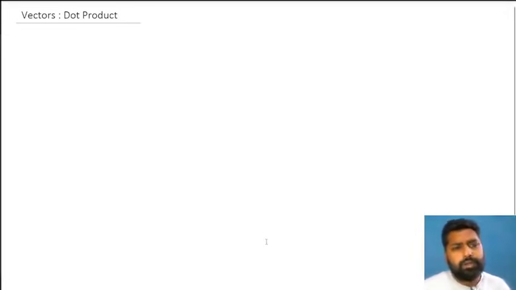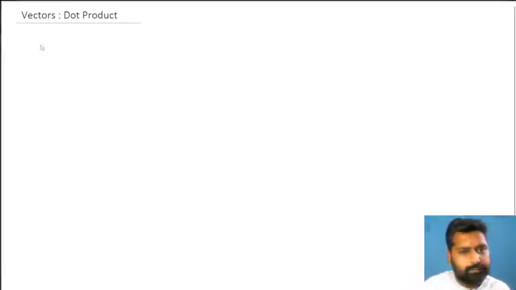We'll be continuing with the topic of vectors, and today we are going to do dot product, one of the most significant topics of vectors. Basically dot and cross product, these are the key points regarding vectors. Okay, let's start with it.